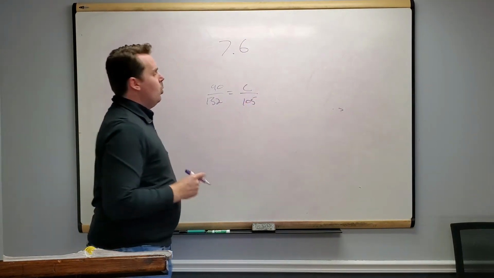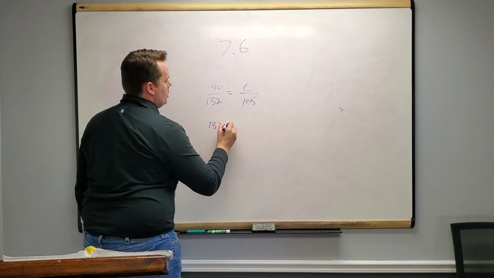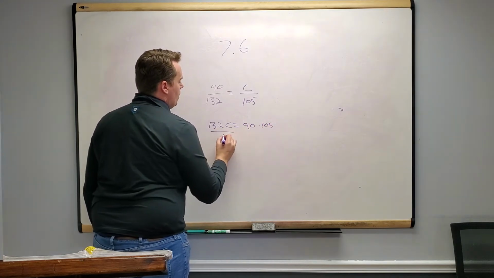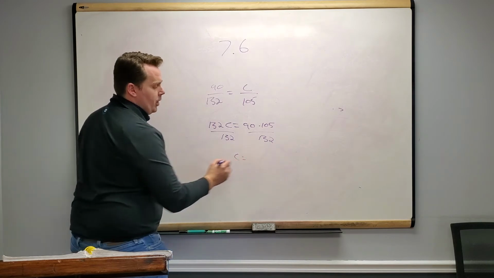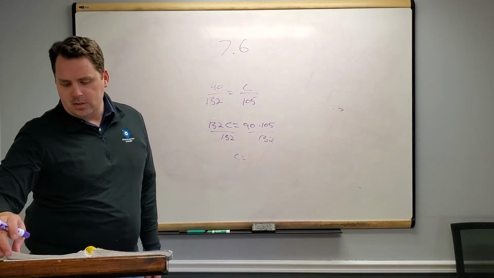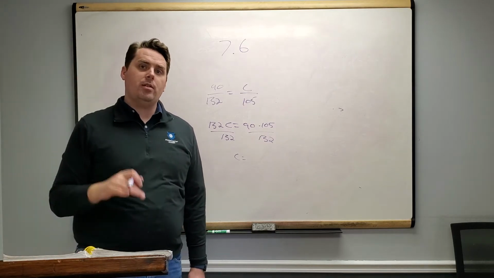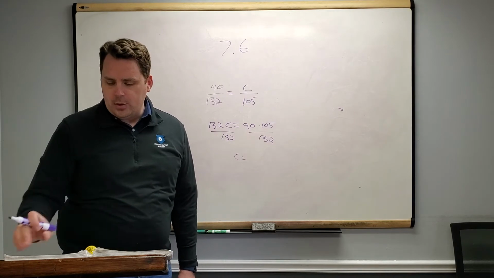Once you set it up, you just cross multiply. You have 132C equals 90 times 105. And then you're going to divide both sides by 132. And you'll have what your answer is, and that is $71.59. Remember, you're trying to find a dollar answer, so you should round to the nearest cent. So look at 3 decimal spots and round to 2 decimal spots and write down your answer.